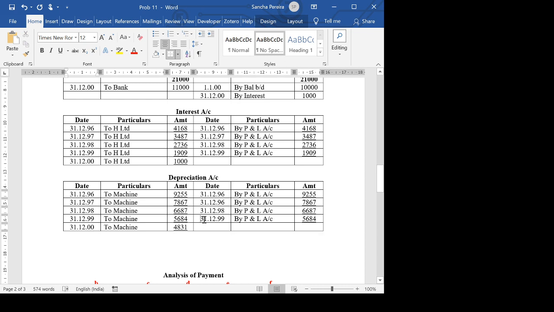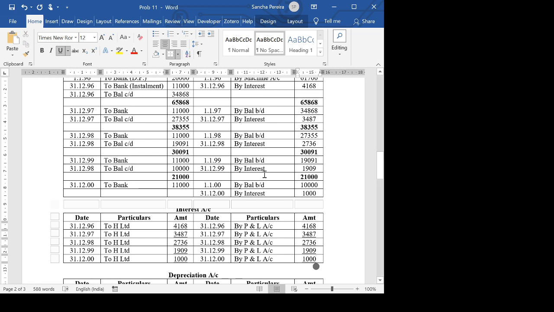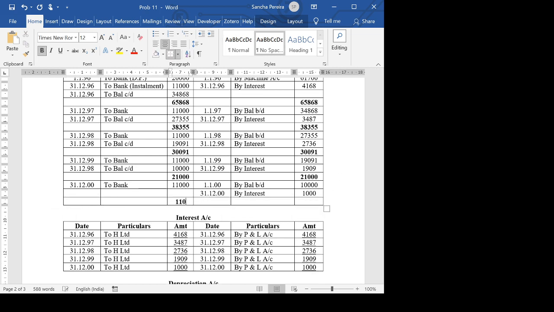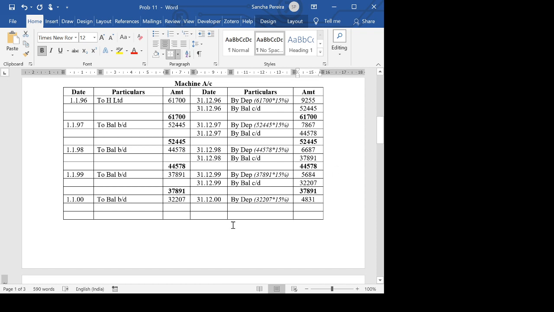Now it's time to close. Similarly, close this, 1,000. This is balancing already. There's no balance carried down. Like I said, it always balances. There's no balancing figure because that's the end of it. There's nothing else left to pay. The machinery account, or your asset account, will normally have a balance because the asset doesn't disappear. The asset still exists.